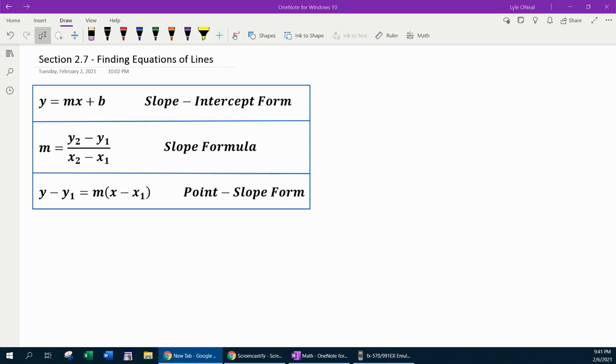Hello and welcome to our lesson on finding equations of lines. This is going to be from section 2.7 in our text. We've got three formulas that you need to be aware of for this section.